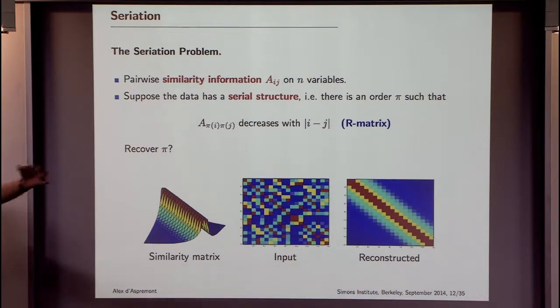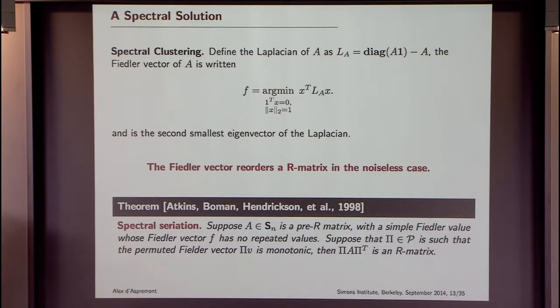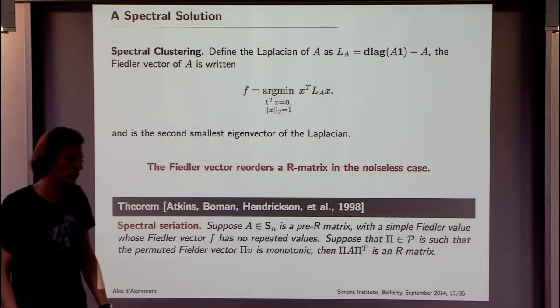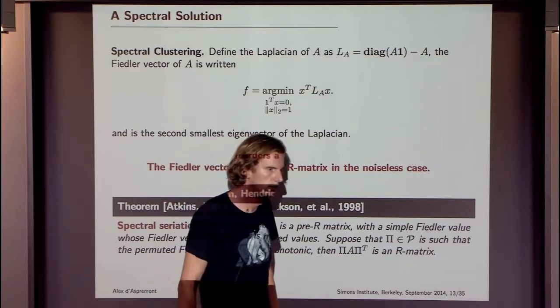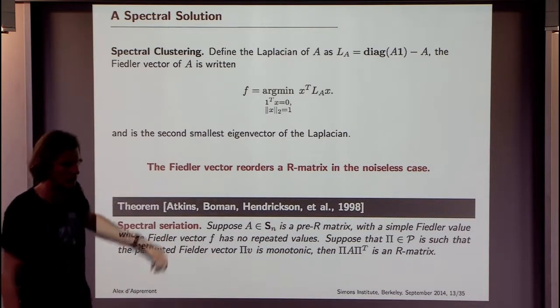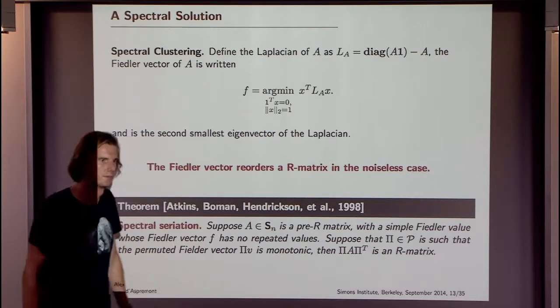Provided your data has this serial structure, then applying spectral clustering to the similarity matrix, which means forming the Laplacian and computing its second smallest eigenvector, the Fiedler vector, and recovering an ordering from the ordering of the coefficients of this eigenvector, that will provide you with the permutation you're looking for, the one that reorders the matrix in R format. Yes? What's pre-R? There are slides missing here. This is a permutation of an R matrix.